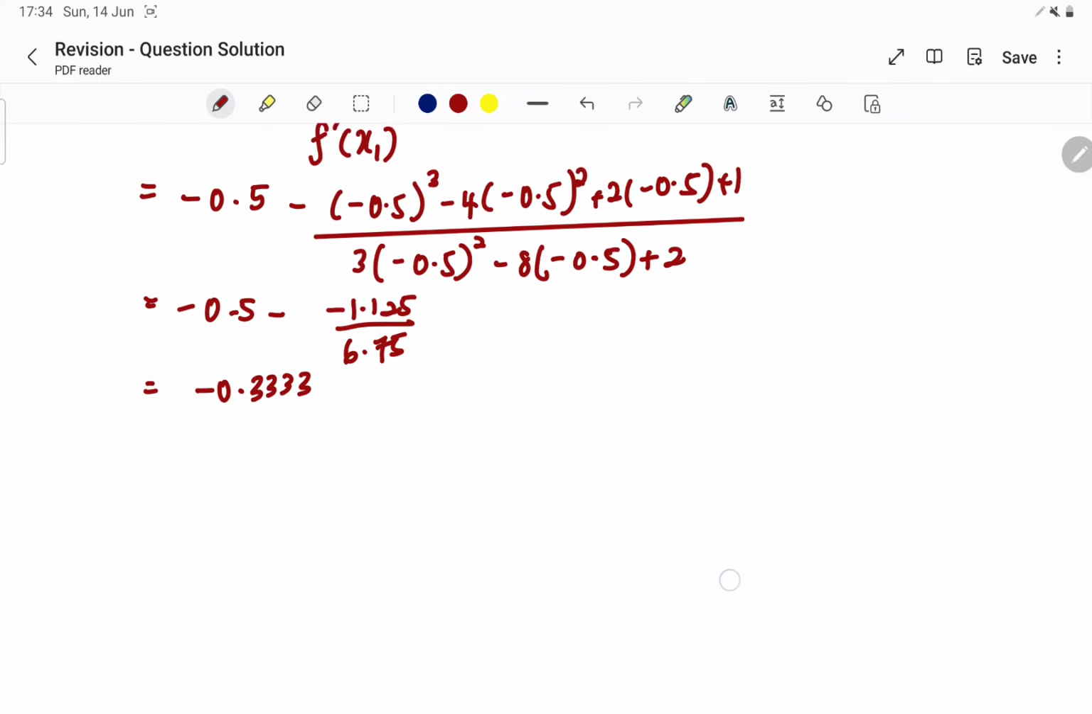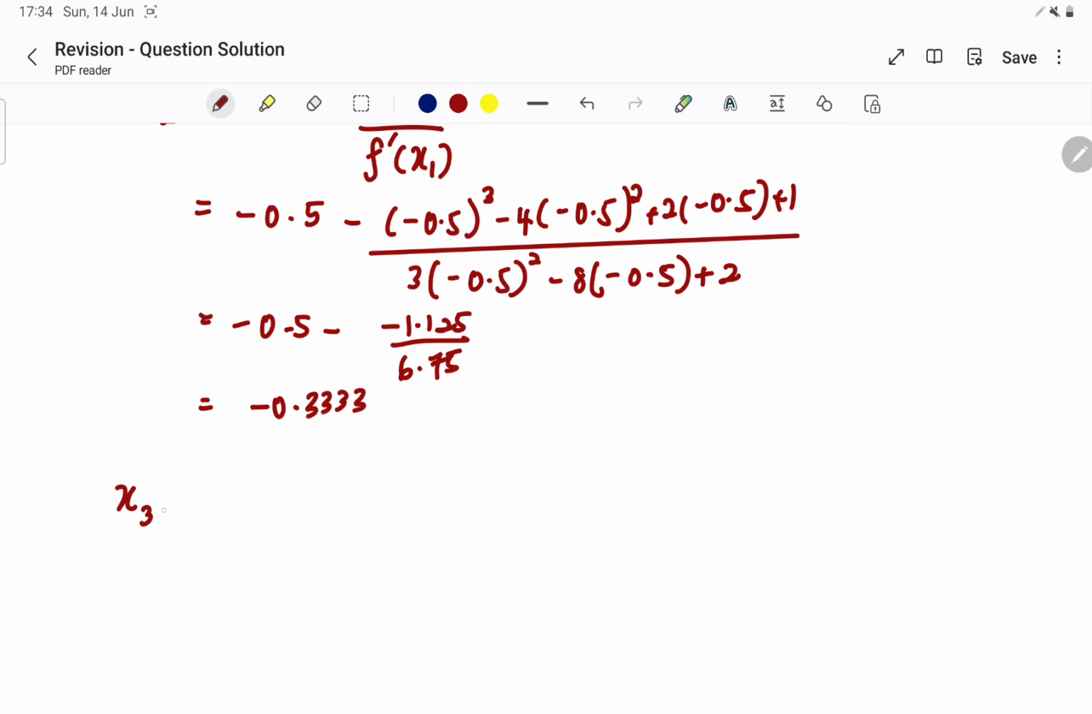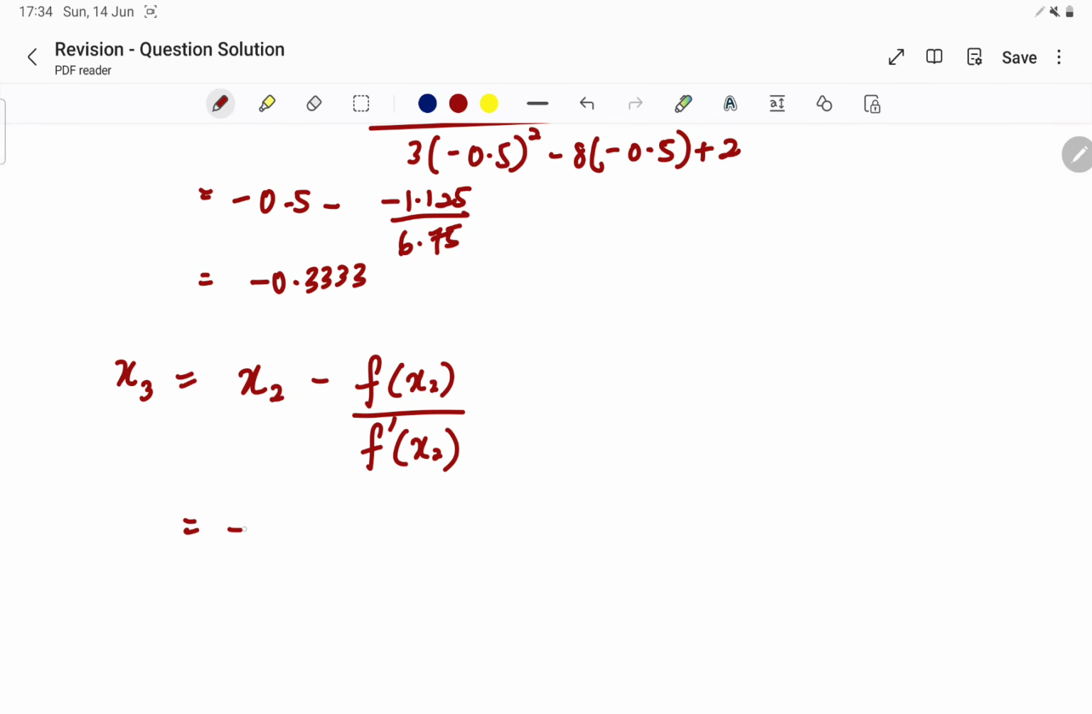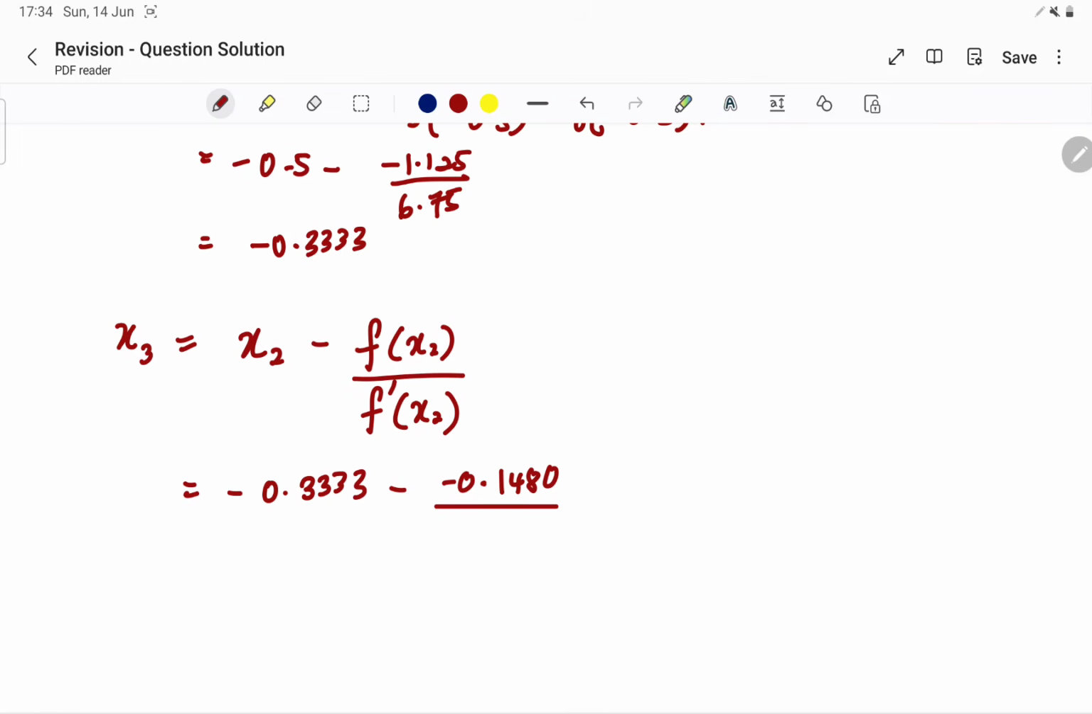Then you use the same value of x2 for x3, where you get x2 minus f(x2) divided by f prime of x2. So x2 is negative 0.3333, and then minus, we substitute inside f(x) and f prime x. This one you calculate on your own. I don't think I should show it to you because the steps are very long. Make sure you calculate properly. Then here you're going to get negative 0.3037. This is your x3.